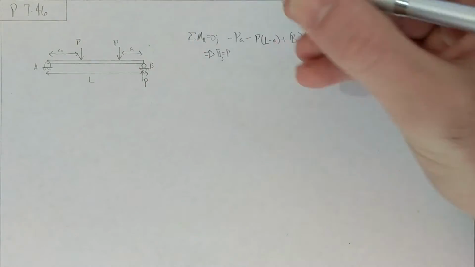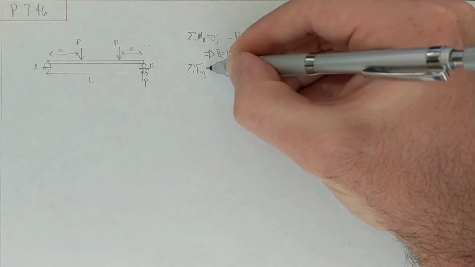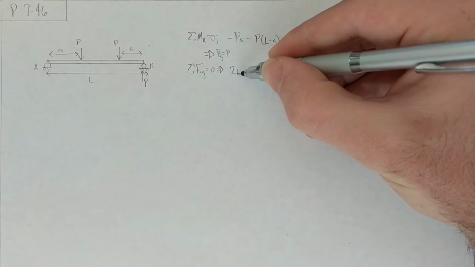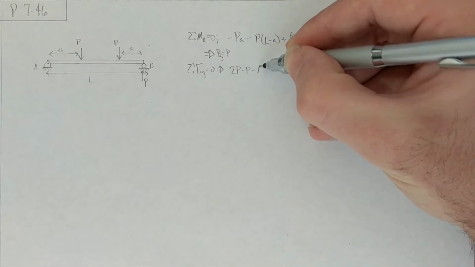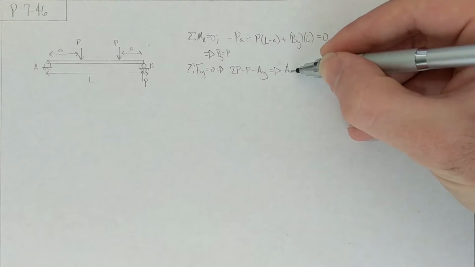And then, if you sum Fy equals 0, you get 2P minus AY. Anyway, AY is also P.